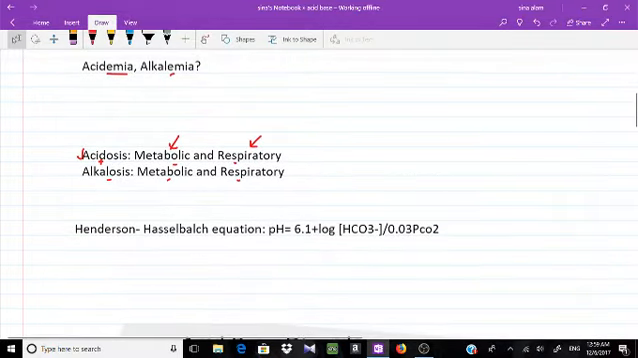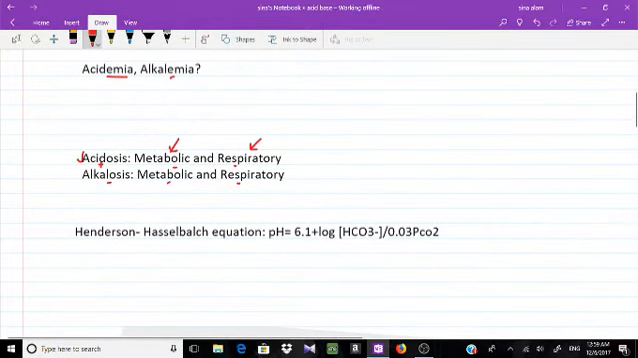Now, to make our life easier, Mr. Henderson and Mr. Hasselbalch made this equation. I'm not sure, you may be cursing me right now, because whenever you say this equation, it makes your life harder rather than easier. I'm just kidding. So Mr. Henderson and Mr. Hasselbalch together, I'm not sure if they're the same guy, maybe two different guys.